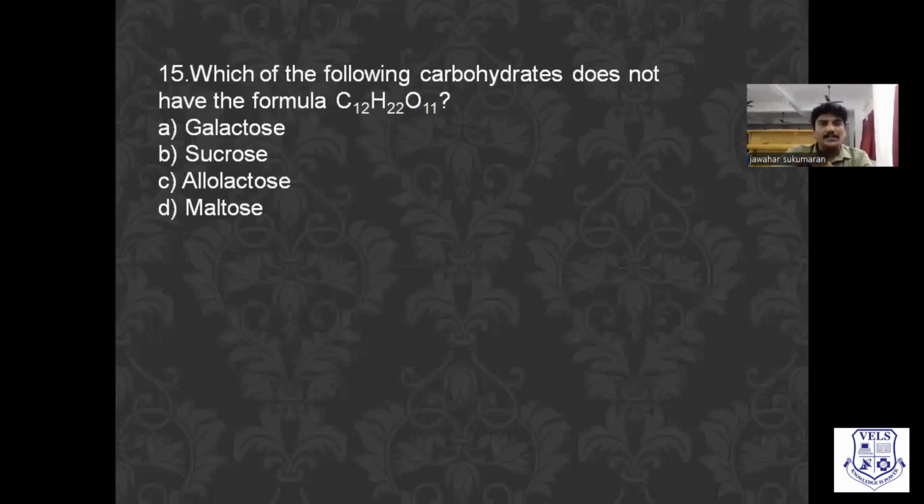Which of the following carbohydrates does not have the formula C12H22O11? A, galactose, B, sucrose, C, lactose, D, maltose. Answer is A, galactose. Galactose is a monosaccharide with the formula C6H12O6. Sucrose, lactose, maltose, all are disaccharides with the same chemical formula, C12H22O11. A is the correct answer, galactose.